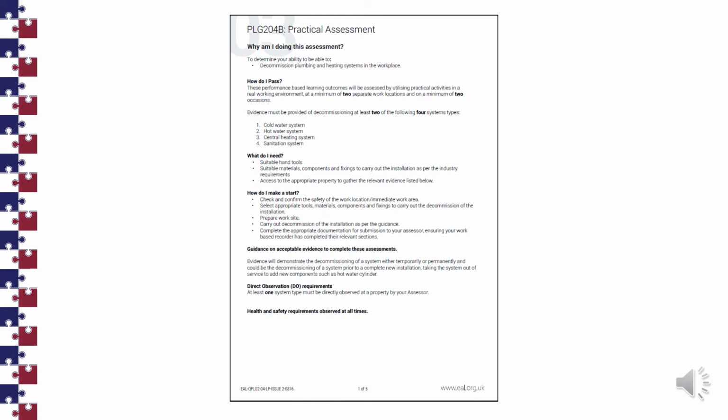PLG 204B Decommissioning. Evidence must be provided for decommissioning on 2 of the 4 systems across 2 properties. The systems are cold water, hot water, central heating and sanitation. This doesn't include gravity rainwater systems. One of these systems is to be observed by an assessor and 1 by your supervising engineer.